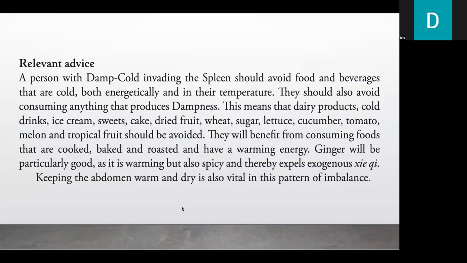The relevant advice: a person with damp cold invading the spleen should avoid food and beverages that are cold, both energetically and in their temperature. They should also avoid consuming anything that produces dampness. This means that dairy products, cold drinks, ice cream, sweets, cake, dried fruit, wheat, sugar, lettuce, cucumber, tomato, lemon, and tropical fruit should be avoided.